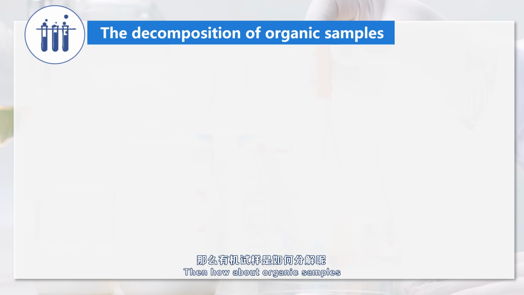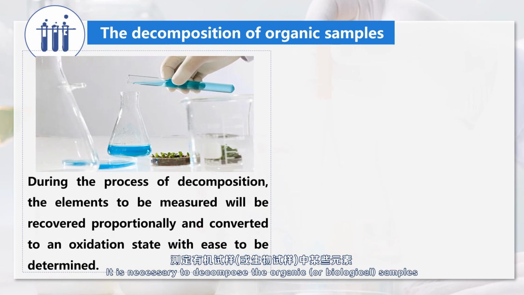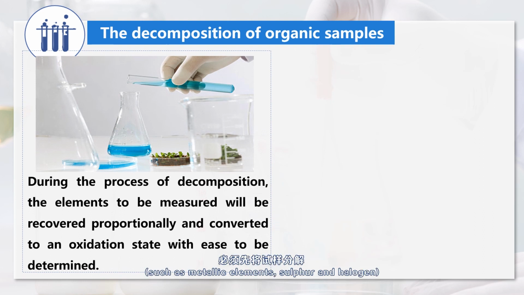Then, how about organic samples? It's necessary to decompose the organic or biological samples for determination of certain elements, such as metallic elements, sulfur, and halogen. During the process of decomposition, the elements to be measured will be recovered proportionally and converted to an oxidation state with ease to be determined, with caution to avoid the introduction of interfering substances.